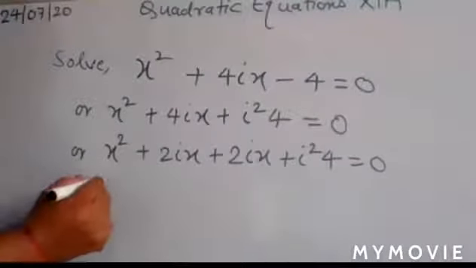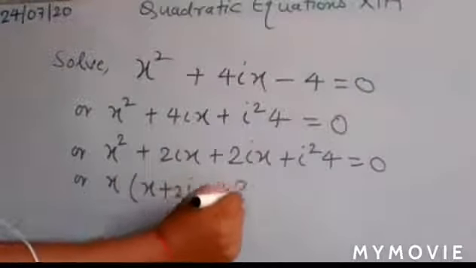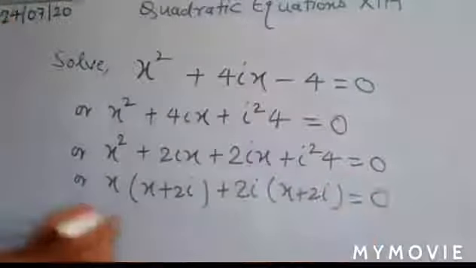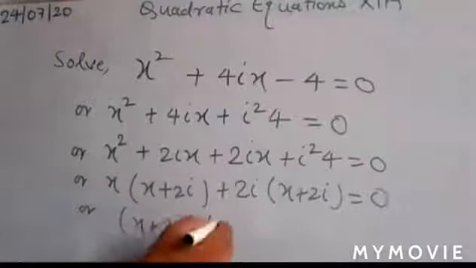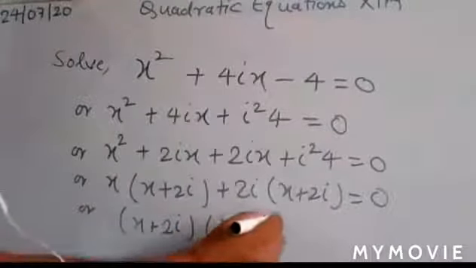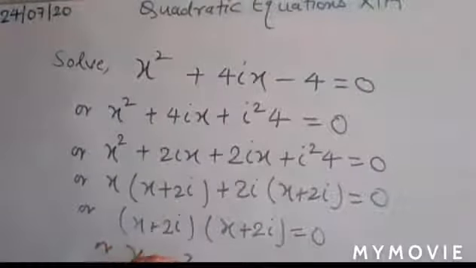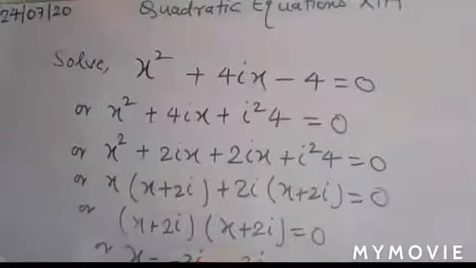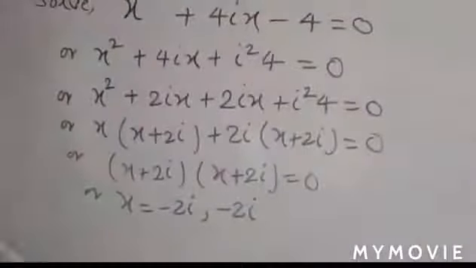Now x common, so you have x plus 2i, and here you have 2i common, so x plus 2i is equal to 0. So x plus 2i into x plus 2i is equal to 0. So the value of x is minus 2i and minus 2i. That is your solution. Minus 2i and minus 2i is your answer. Note it.